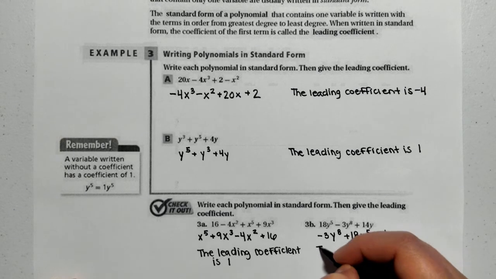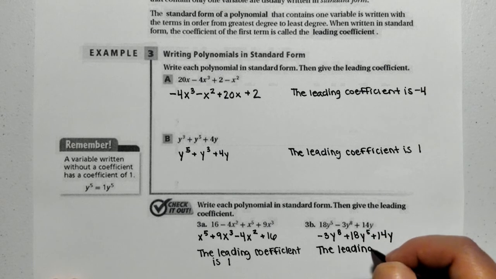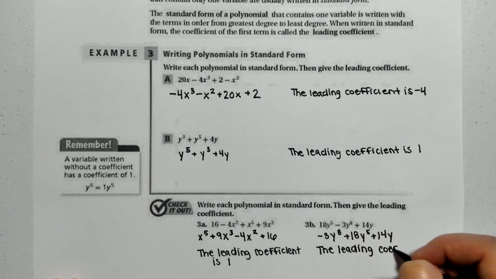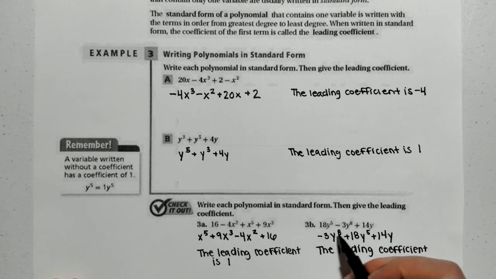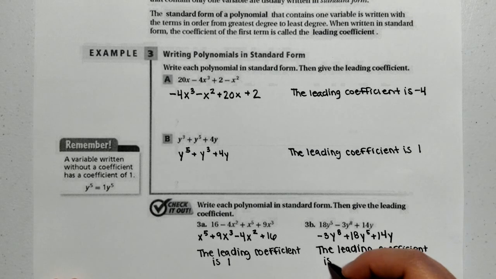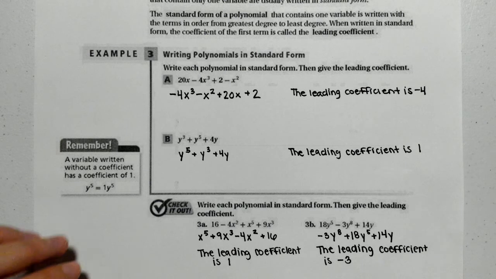And then here, the leading coefficient is the coefficient of the first term. And the first term in this polynomial is negative 3y to the eighth. So the leading coefficient is negative 3. So that is how you write polynomials in standard form and identify the leading coefficient.